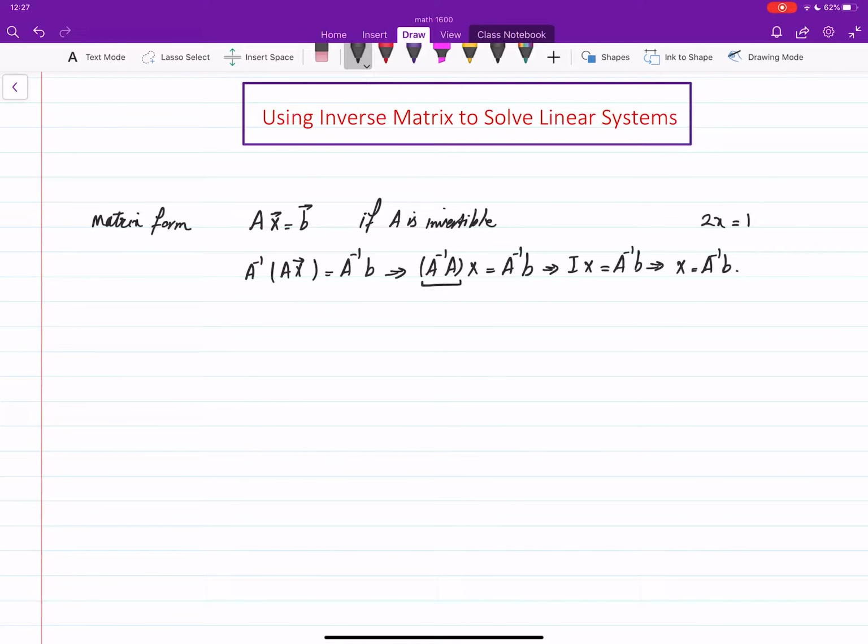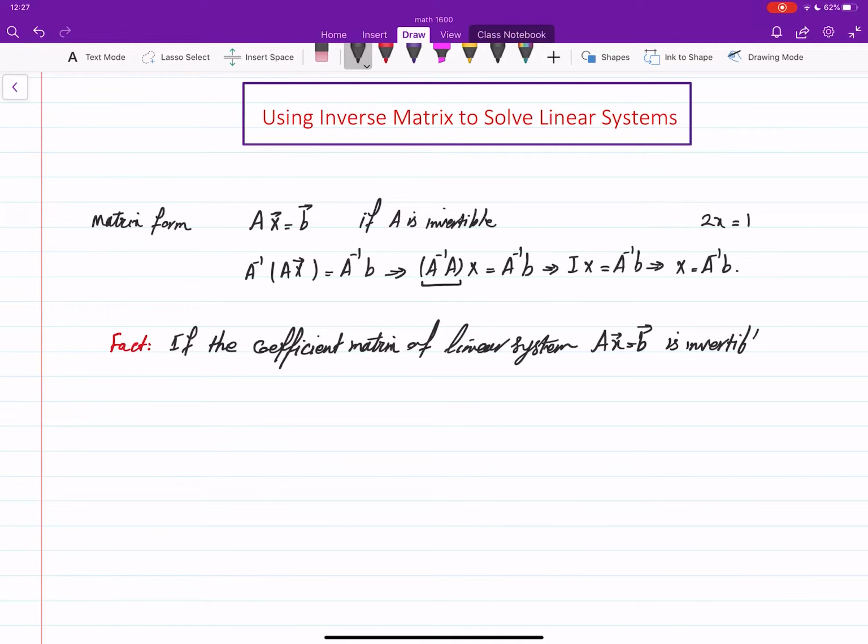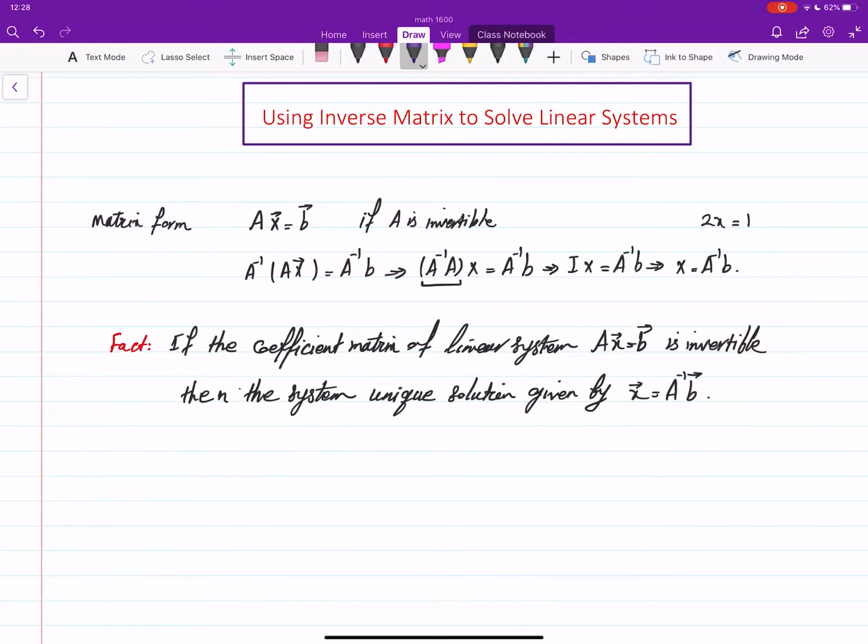So let me just write this as a fact: if the coefficient matrix of a linear system AX equals B is invertible, then the system has a unique solution given by x equals A inverse B. Well, let's see this in an example.